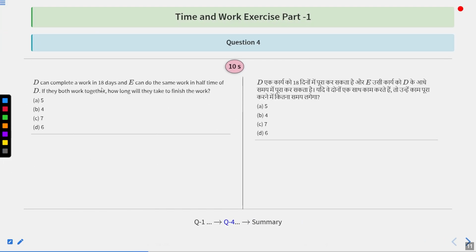Next, D can complete a work in 18 days and E can do the same work in half the time of D. If they both work together, how long will they take to finish the work? Options are 5, 4, 7 and 6. These are the options.